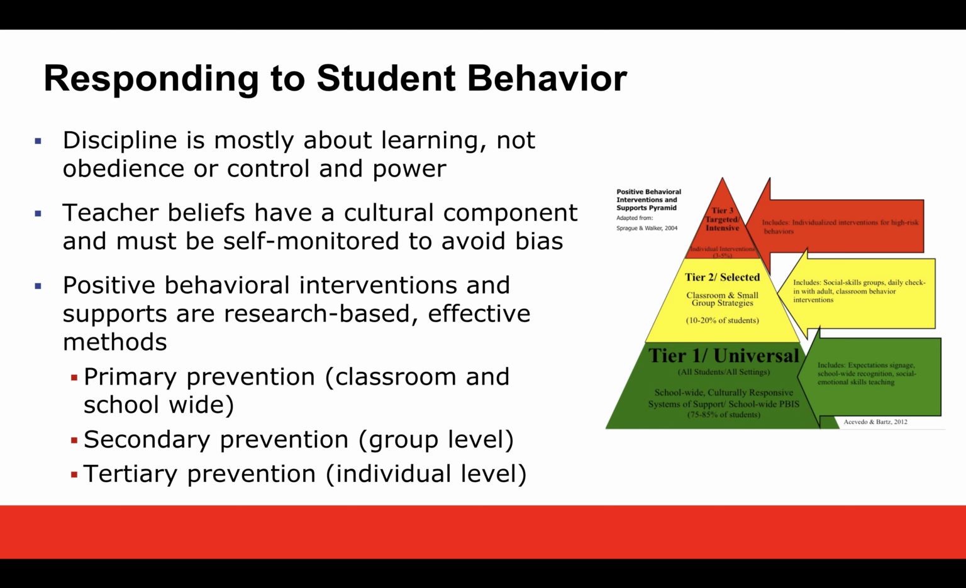So you can see that at Tier 1, all students in all settings receive the school-wide culturally responsive supports. And then at Tier 2, you might have students in smaller group settings who get interventions more specific to their needs. And then in Tier 3, or tertiary prevention, this is where we have really specific, one-on-one individualized supports for students who have what we call high-risk behaviors, or students whose behaviors are so significant that they are really impacting their ability to learn in the general education classroom.